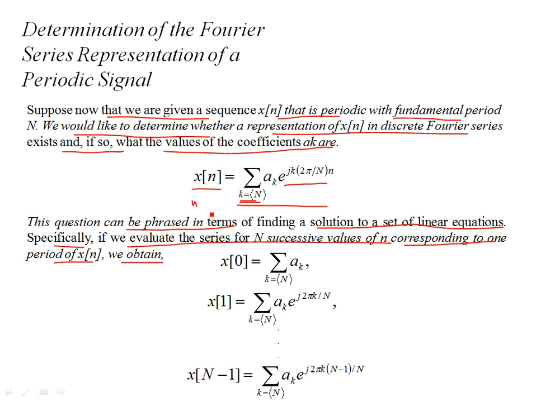So when you're going to expand it, starting from n equal to 0, the summation is of the form k equal to n. Over this range, the exponentials are constant, they're all unity. This is ak. Then x of 1 is 2 pi k by capital N into 1. Then n minus 1, you just replace small n by capital N minus 1, which appears over here, right? Divided by capital N.